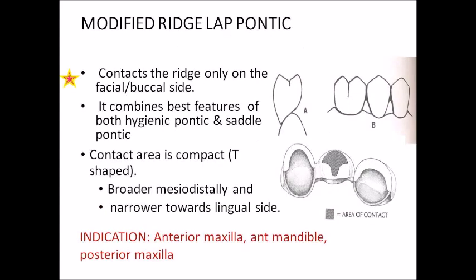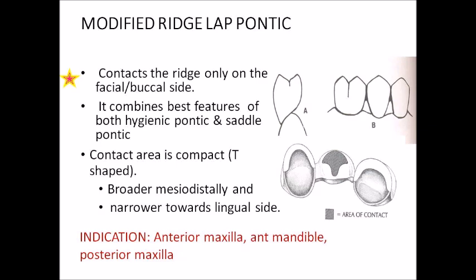So the saddle pontic is modified to accommodate the biological requirements, and thus the modified ridge lap pontic originated. It has contact only on the buccal or facial side. This makes it more cleansible, and it combines the best features of both the hygienic pontic and the saddle pontic. The best feature of the saddle pontic was aesthetics. So it has aesthetics because the buccal side of the ridge is completely covered.